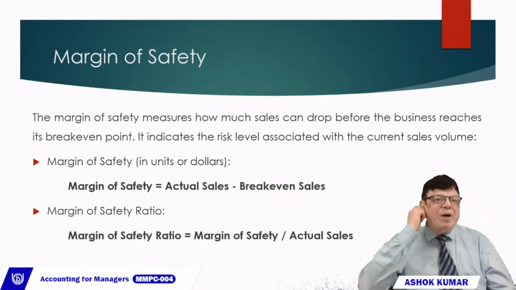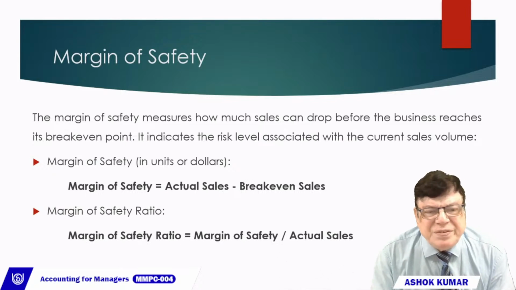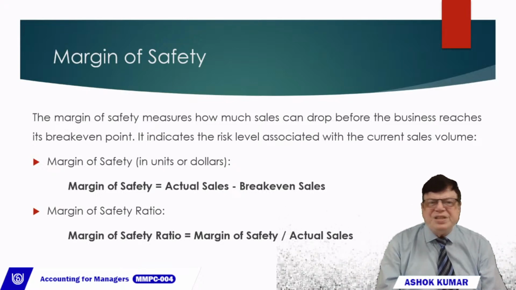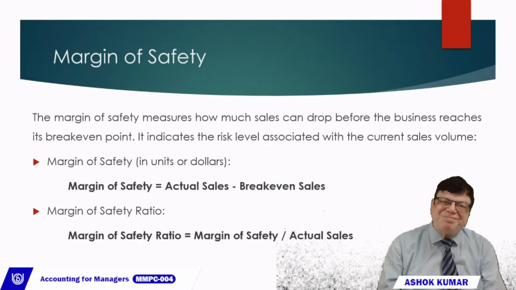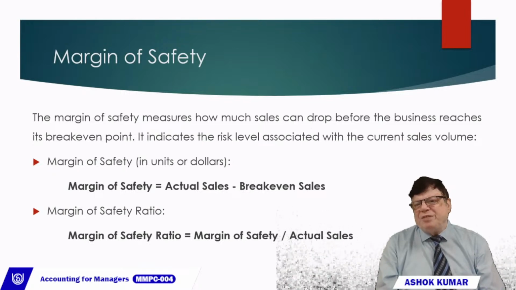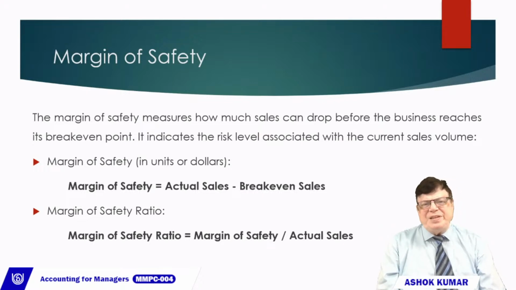Next is margin of safety. The margin of safety measures how much sales can drop before the business reaches the break-even point. It indicates the risk level associated with the current sales volume. Margin of safety in units or dollars is equal to actual sales minus break-even sales. Margin of safety ratio is equal to margin of safety divided by actual sales.